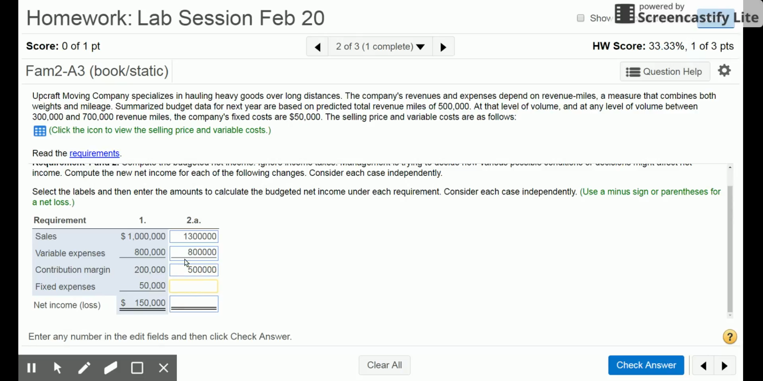Still, our number of revenue miles is 500,000, and it's inside the 300,000 and 700,000, so our fixed cost is still $50,000. And our net income will go up to $450,000.